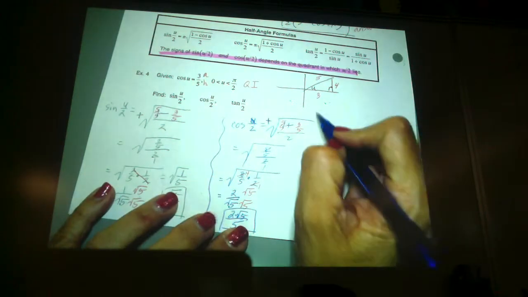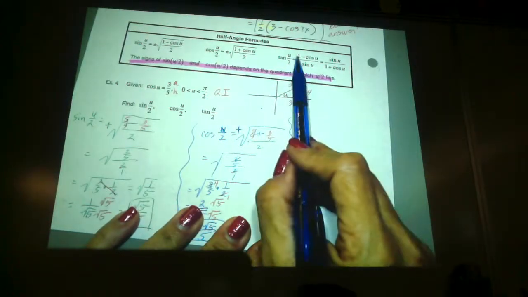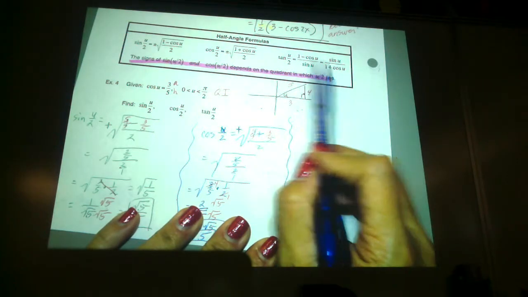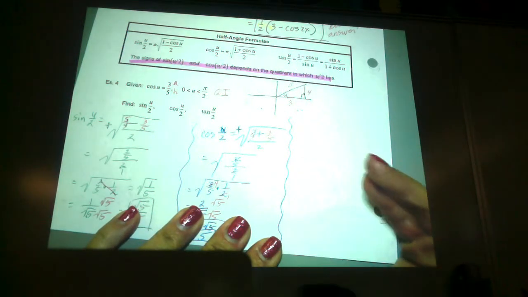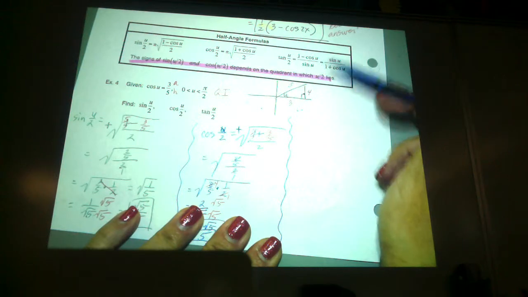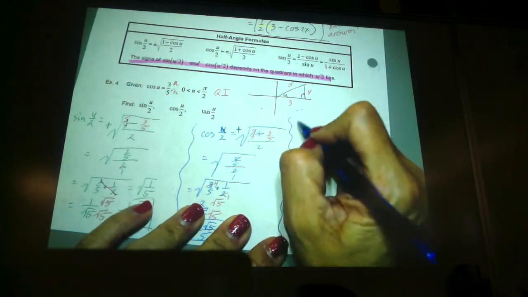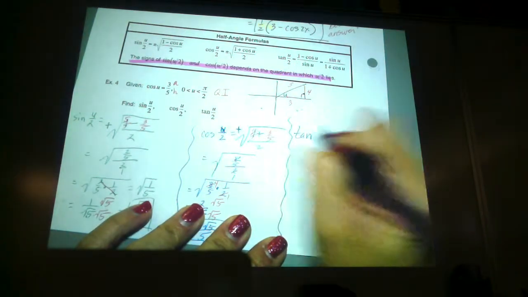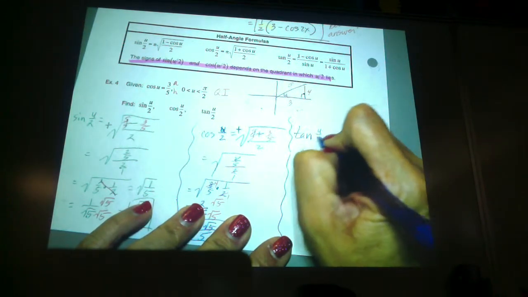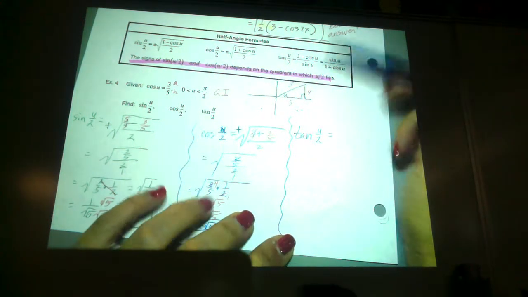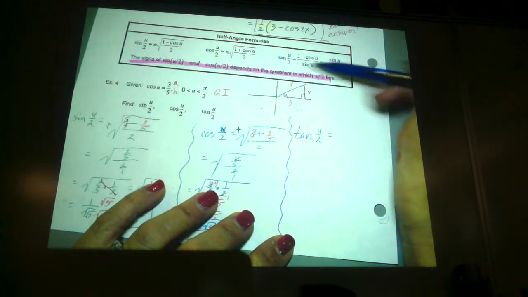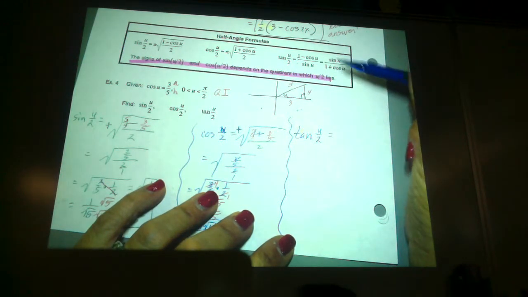Then for tangent, you have a choice. You can use this one or this one. They're both about the same, right? I probably would choose this one because there's no subtraction. So I'm going to do tangent of my half angle is equal to, and notice that they don't give you a choice on tangent because on tangent your sine's going to work out however it's supposed to work out.